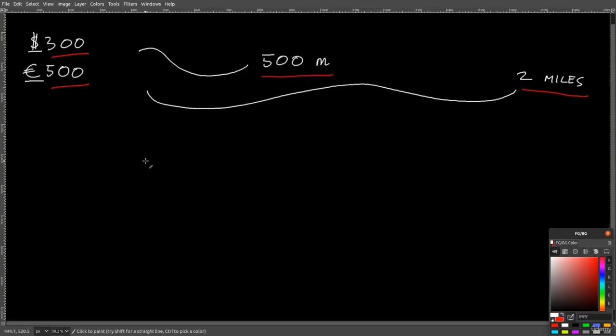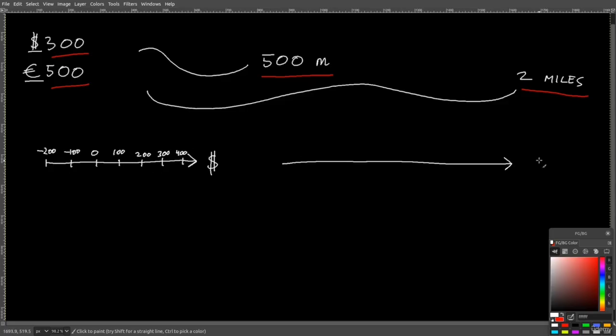So if we think about money, then I can have an axis here, and let's say it's a dollar axis, and so here you have some numbers for how many dollars you could have. Or let's say I draw another axis, which is the euro axis, and here are the numbers. And so if I have $300, then I'm here, and if I have 500 euros, then I'm here. As you can see, you don't need more than one dimension in order to tell me how much money you have.